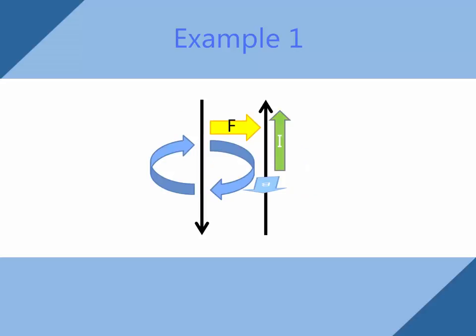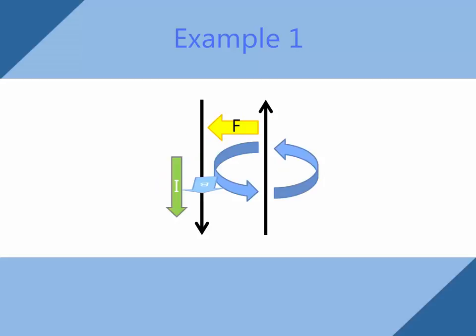In the case where the wires have current moving in opposite directions, the left wire's field is out of the board where the right wire is, and the right-hand rule gives us a force to the right. The magnetic field around the right wire comes out of the board at the left wire, and again, the right-hand rule gives us a force to the left.